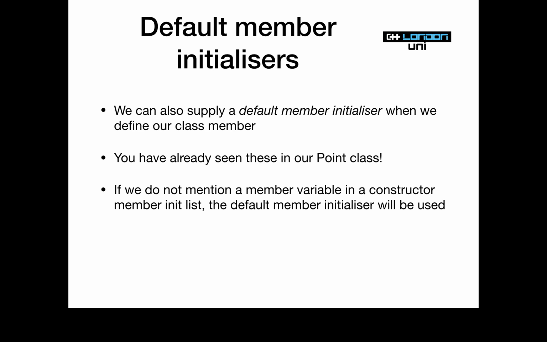So, if we mention a member variable in our member init list, that is the colon thing in the constructor, that's how we will initialize it. If we don't mention the member in the member init list, it'll use its default initializer. And if it doesn't have a default initializer either, it will be default constructed, and for built-in types, that's potentially dangerous because it just leaves it full of random junk.